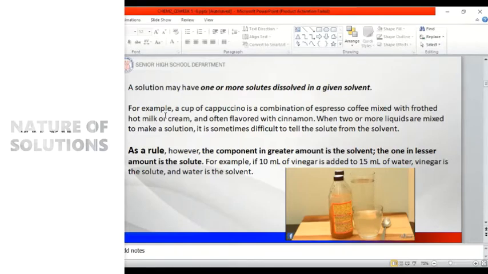For example, if 10 ml of vinegar is added to 15 ml of water, vinegar is the solute, which is 10 ml, lesser than the water, which is 15 ml. So to be able to dissolve something, the solvent should be in greater amount. Sorry.